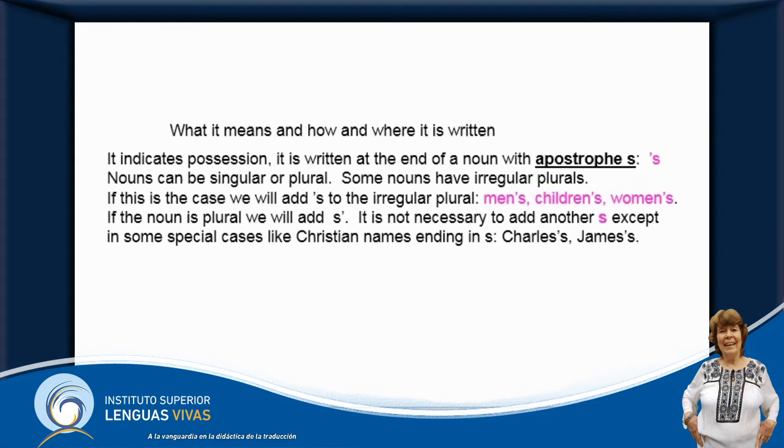Those are all irregular plurals. If the noun is regular plural, we will add an apostrophe but not another S. The second S is not necessary except in some special cases, like Christian names ending in S, like Charles and James. There it can be pronounced Charles's and James's if you want. If not, it can be Charles' and James', but you still are using the possessive case.